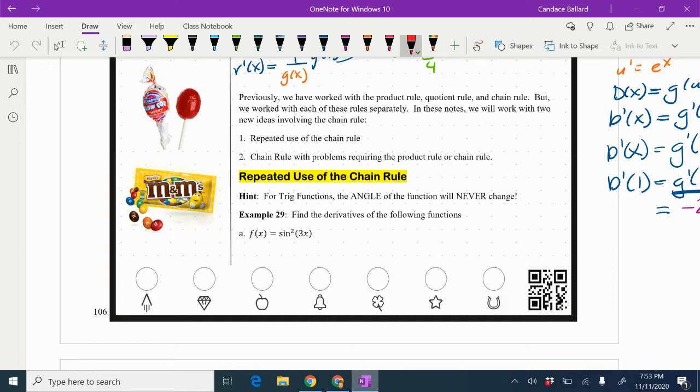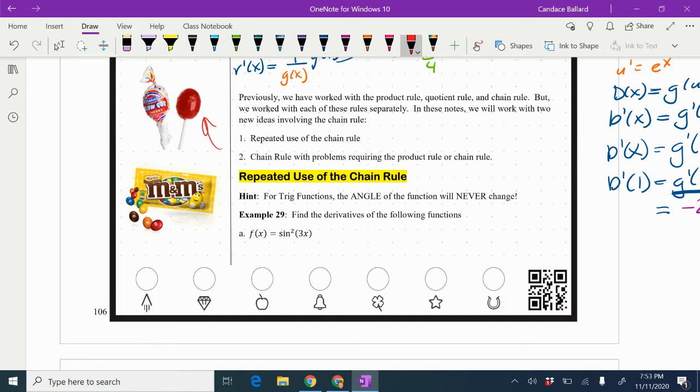When you think about the repeated use of the chain rule, think about the Blow Pop again, where the inside function is the bubble gum and the outside function is the candy. Well, now you've got the wrapper on the outside, so now you have a function in a function in a function. Or if you want to think about it in peanut butter M&Ms, because you like those better, you've got the outside candy shell, inside that the chocolate, and inside that the peanuts. You have a function in a function in a function.